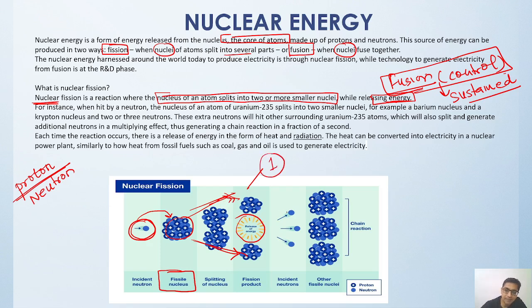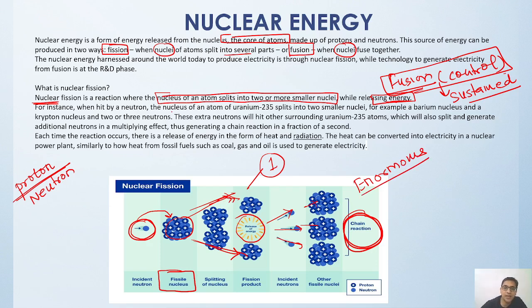And if that is happening for all the nuclei, then from here we get 2-3 more neutrons, which will again attack other bigger nuclei. So this is a chain reaction which comes into place, and this chain reaction will produce an enormous amount of heat energy.